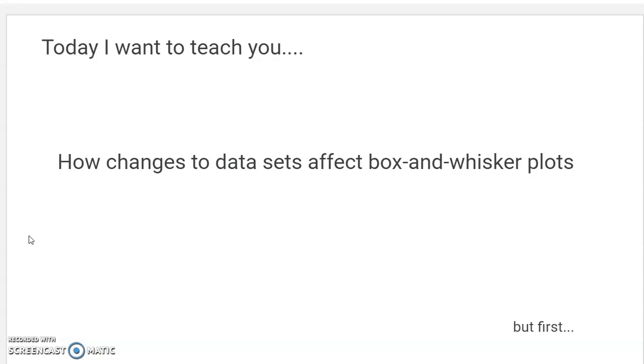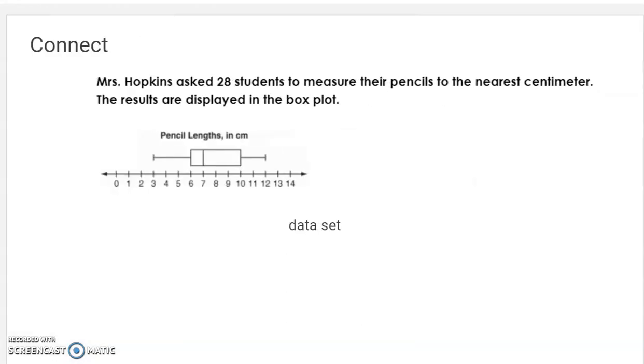So today I want to teach you how changes to data sets affect box and whisker plots. But first, let's remember how that works. If we look at a box and whisker plot like, say, this: Ms. Hopkins asked 28 students to measure their pencils to the nearest centimeter. Here are the results.